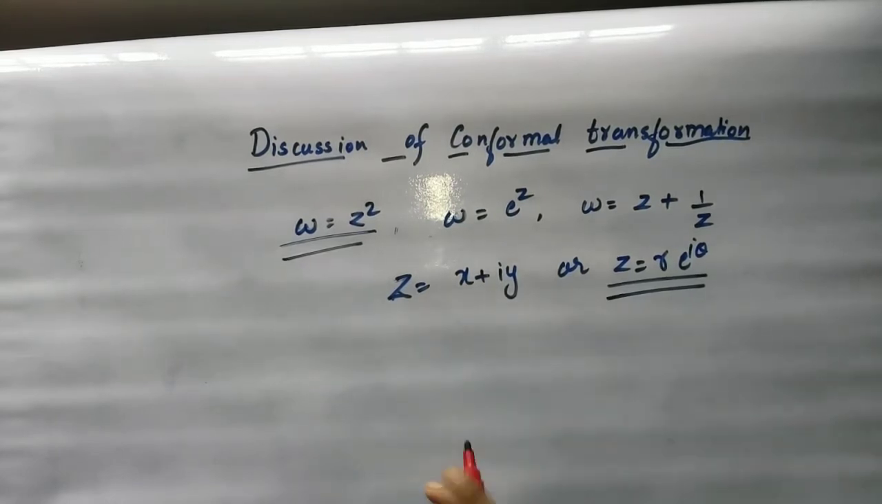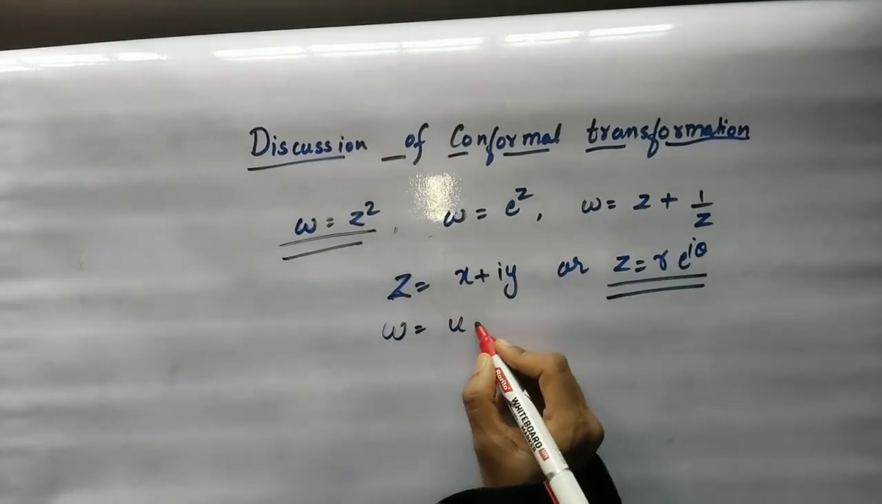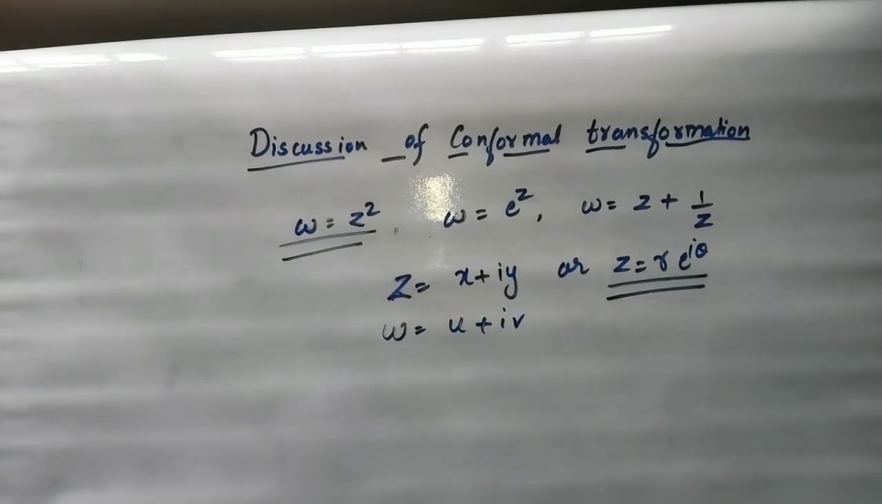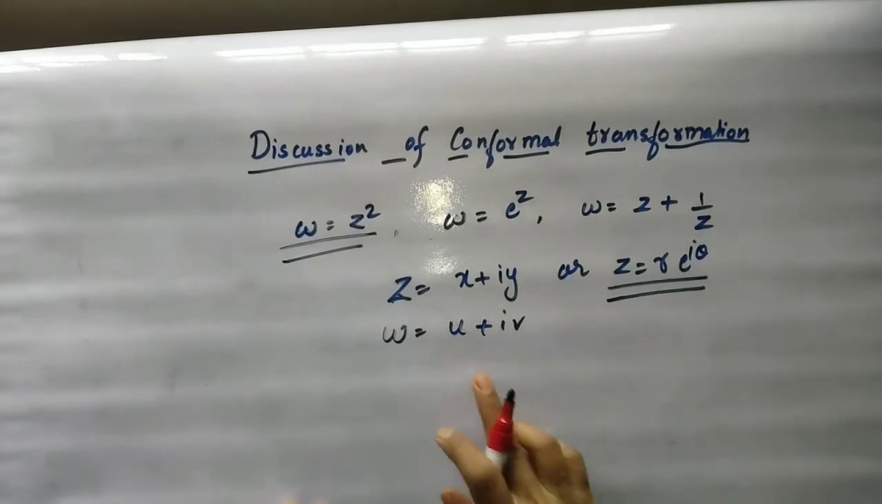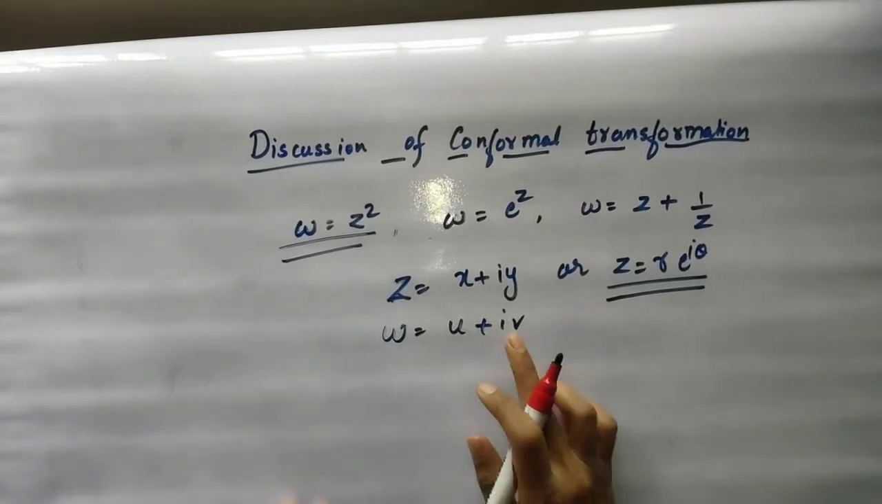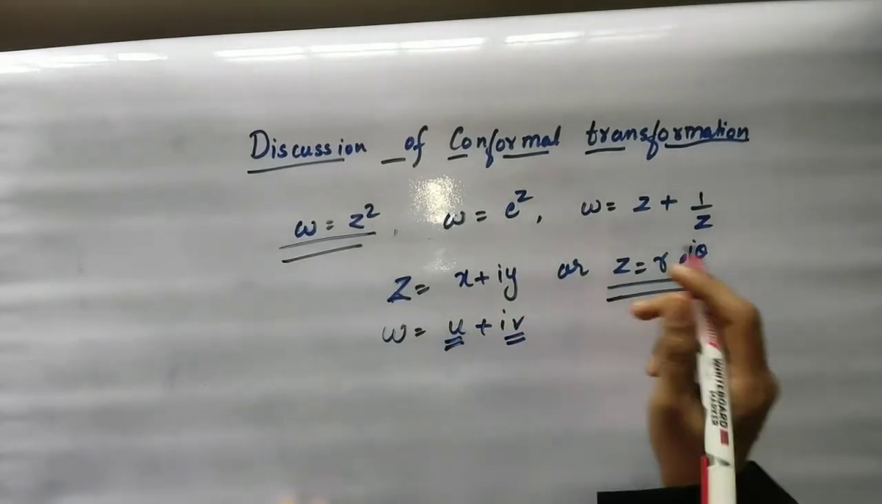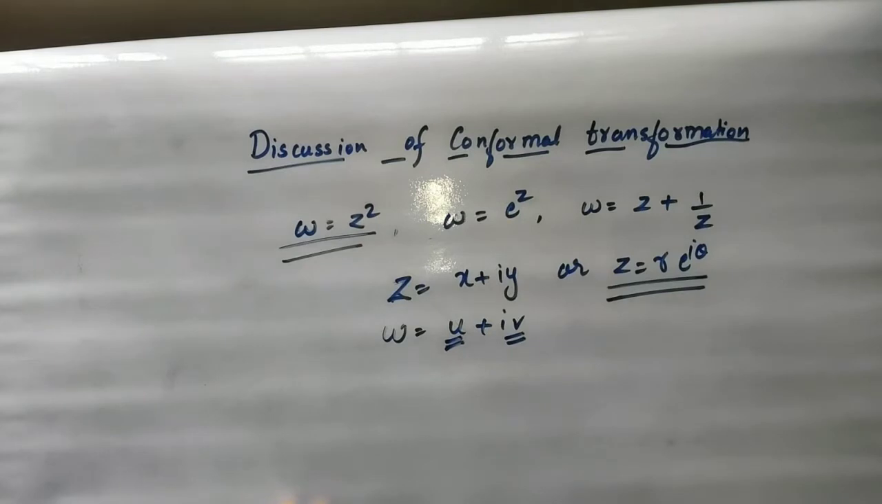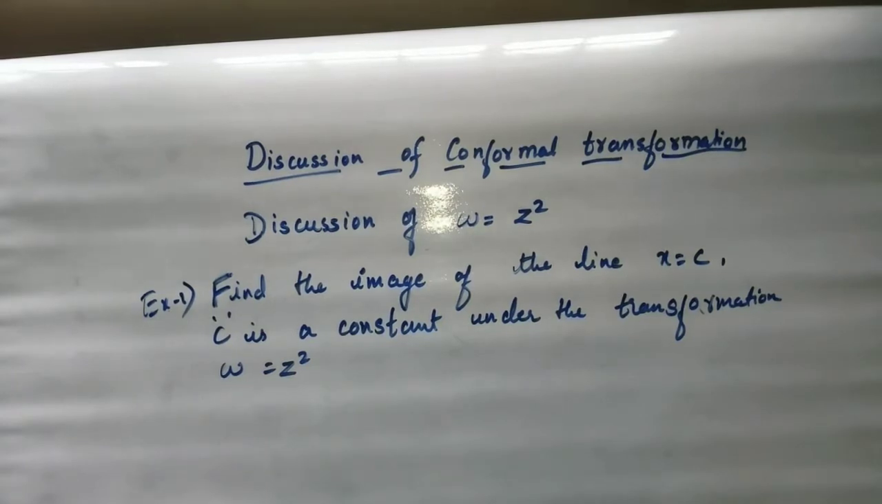Just remember all this, so that this entire w we try to write as u plus iv. So given the transformation, w is equal to u plus iv, we try to separate u and v, that is, we try to express u and v in terms of x and y, or r and theta. Now let's continue with the discussion for w is equal to z square. So here is one problem.